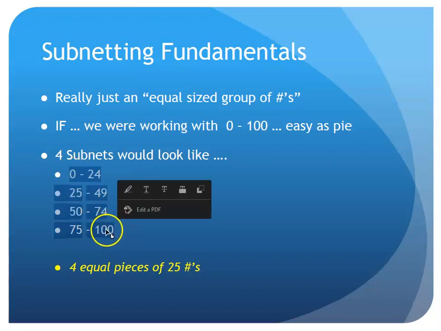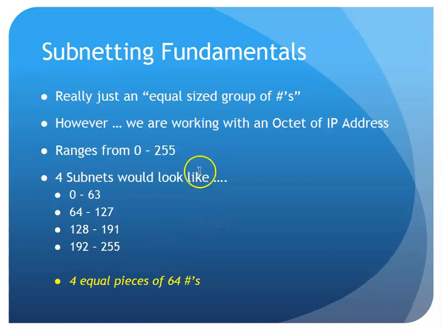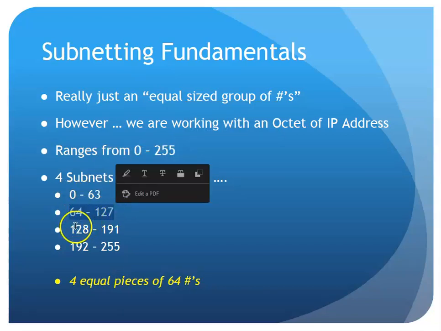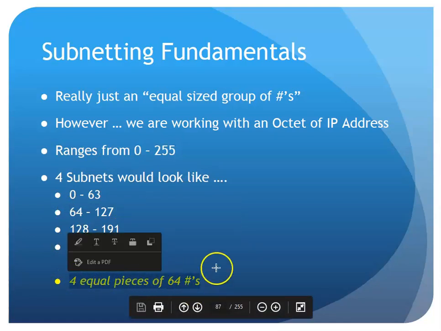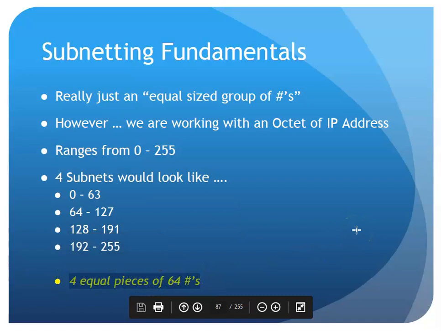I'm making equal size pieces that I can allocate to a floor, a building, a department kind of thing. The catch is, unfortunately, we're working with octets that go from 0 to 255. So to break them into equal size pieces, the numbers don't look so nice, and sometimes they don't work so nice. But I can still take 0 to 255 and break it into equal pieces. It's just the numbers look a little weird. 0 to 63, 64 to 127, 128 to 191, 192 to 255. This is 4 equal pieces of 64. It's just I'm not going to come up with them off the top of my head.